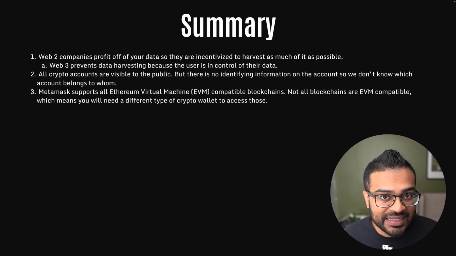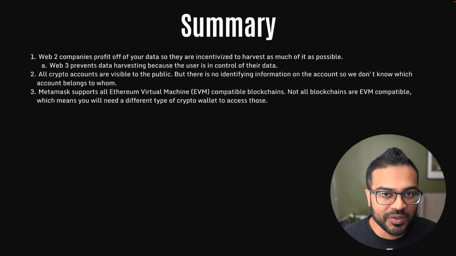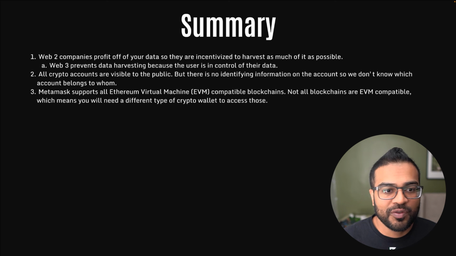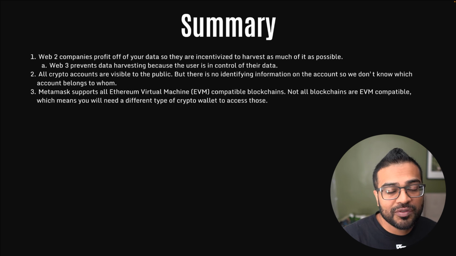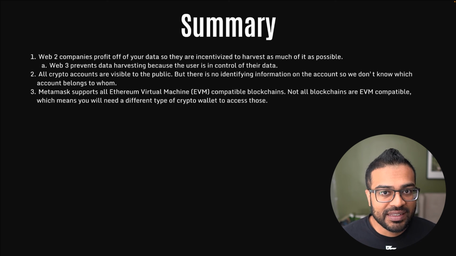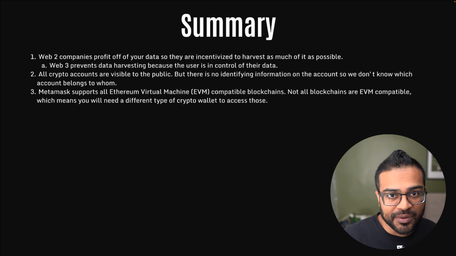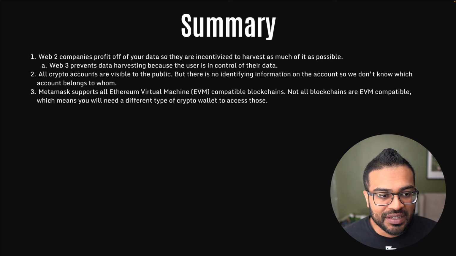So the three key takeaways for you is that Web2 companies profit off of your data, right? So they're incentivized to harvest as much of it as possible. But in Web3, this is prevented because all of your data lives on the blockchain. So you're in control of how that data gets used and distributed. All crypto accounts are visible to the public, but there's no way for us to identify who owns what account. So you're still able to stay anonymous.